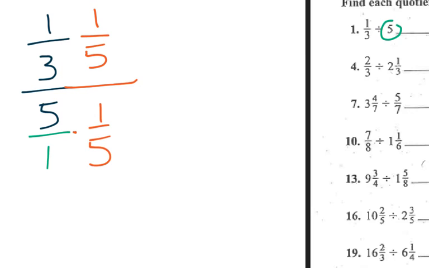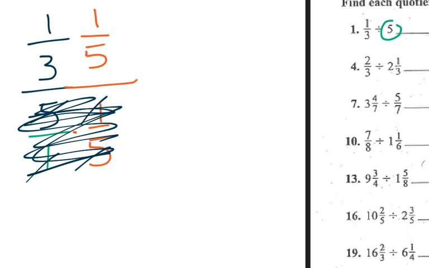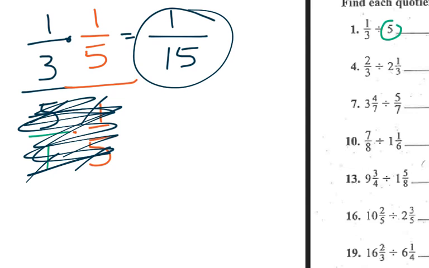And of course what happens is that the 5's cancel and the 1's cancel, and the bottom just pretty much goes away. Okay, it goes to 1 really, but a denominator of 1 doesn't really mean much. And then the top you just multiply straight across. 1 times 1 is 1, and 3 times 5 is 15. So the answer is 1/15.